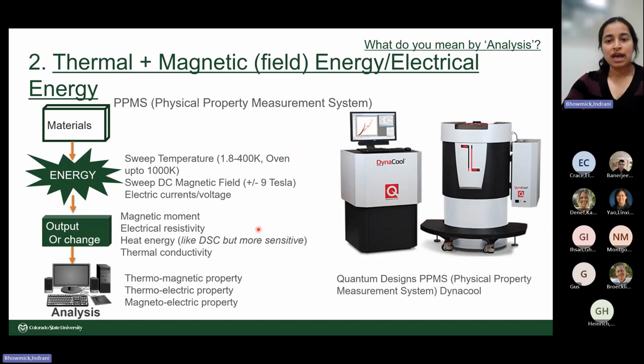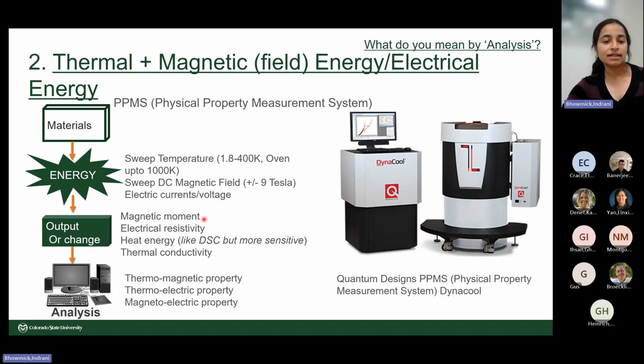The other system we have is very comparable for the magnetic part, but it also has electrical input-output methods on top of the magnetic one. It's called the physical property measurement system, okay? Here again, the energy source is temperature, very similar to the MPMS I showed. Then we can sweep the DC magnetic field up to 9 Tesla, which is higher. And we have electric current and voltage input as well.